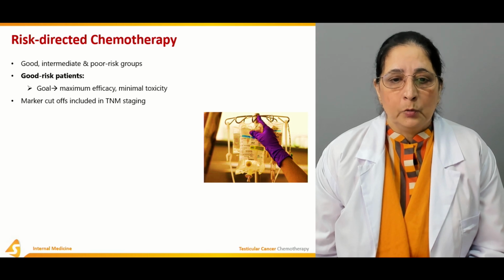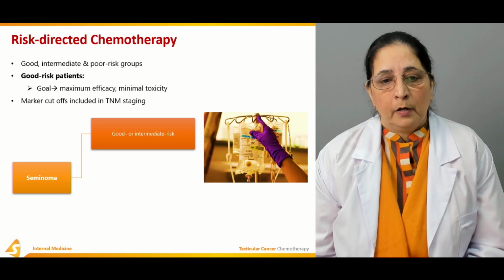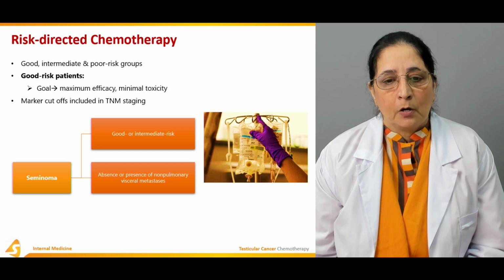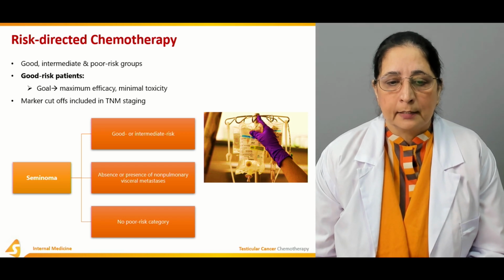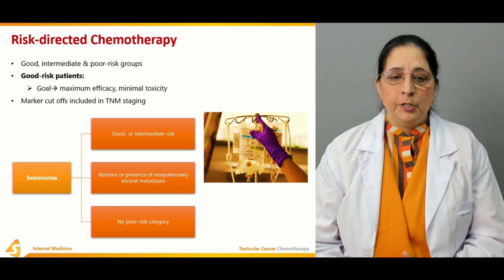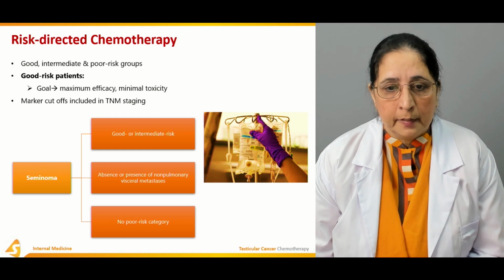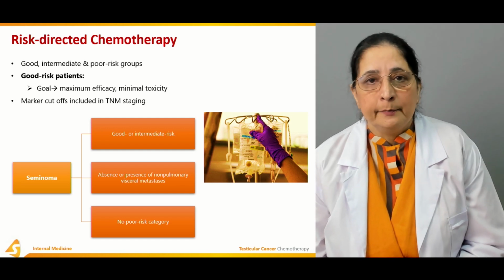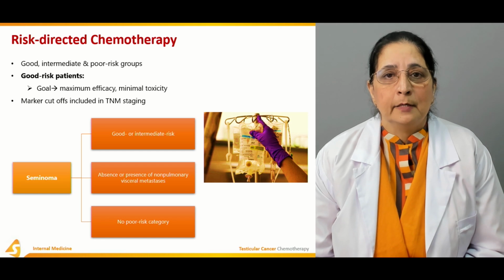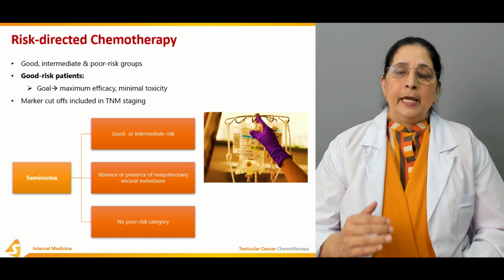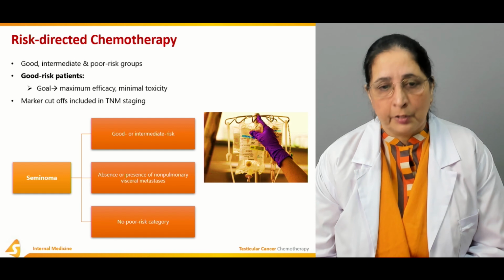Marker cutoffs included in TNM stages. Seminoma, good or intermediate risk. Absence or presence of non-pulmonary visceral metastasis, no poor risk category. So in this seminoma, we have good risk patients, and there is no poor risk category in this. They are in the good or intermediate risk. There is absence or presence of non-pulmonary visceral metastasis in seminoma, but again, patients in this category are in the good or intermediate group, not in the poor risk group.